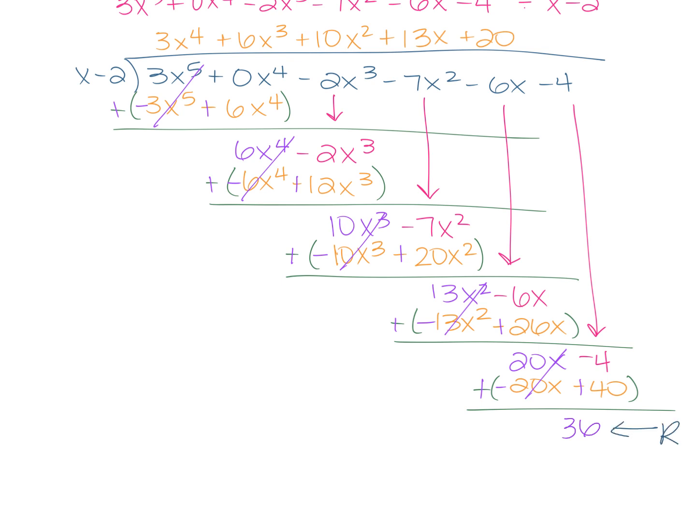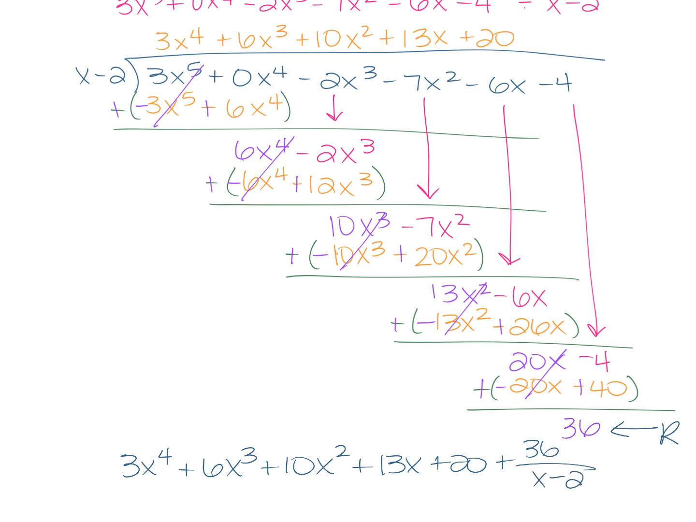So that means that you have 3x to the 4th power plus 6x cubed minus 10x squared plus 13x plus 20 plus 36 over what you divided by, which is x minus 2.